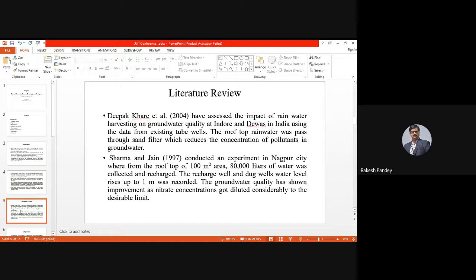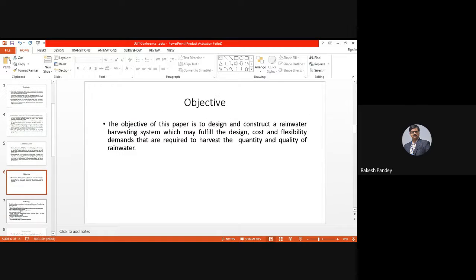And then one more study was conducted by Sharma and Jain. They did their experiment in Nagpur city, where they selected a rooftop area of around 100 square meters, and the water collected was around 80,000 liters, and that was recharged. So what was their observation during the whole season? They checked the water level initially, and after the rainwater harvesting, they found there was a 1 meter change in the water level.